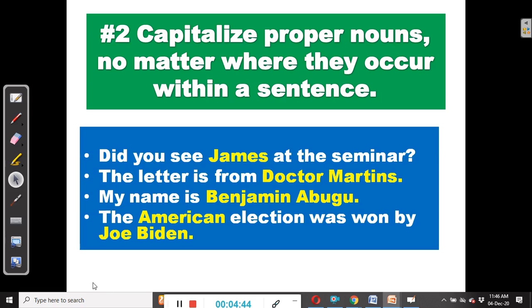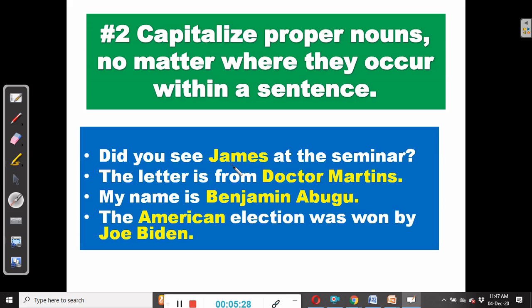Alright, so let's see other rules. Rule number 2, capitalize proper nouns no matter where they occur within a sentence. A proper noun is the name of a particular person, place, or institution. And in the first example here, let's look at what we mean by a proper noun. Did you see James at the seminar? Now, the proper noun here is James. That's the name of a man or a boy. Let's assume it's the name of a man.